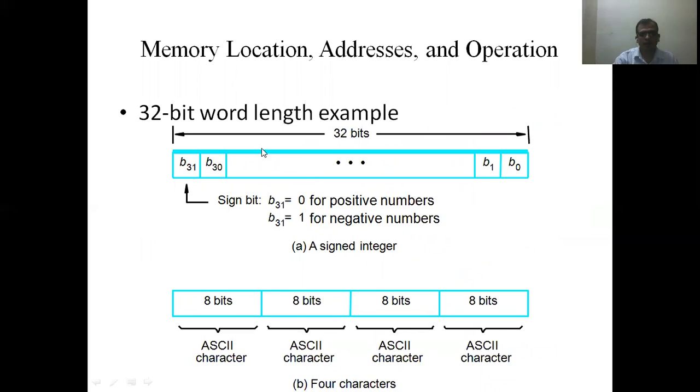So for example, a 32-bit word length example. Okay, so B0 to B31. Initially it starts with 0, so it will end at 31. So this is a 32-bit word, 32-bit length.